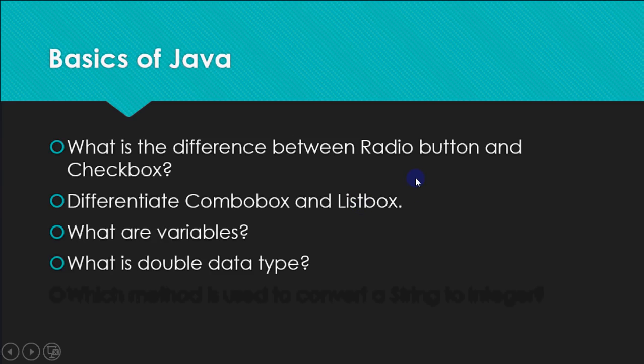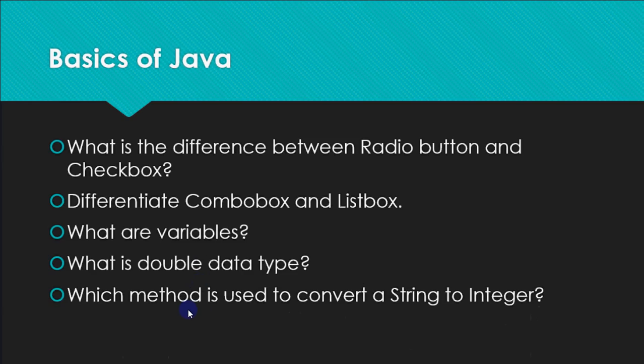Then comes, what is double data type. So data type means the type of value which we store in a variable, and double means something in points. When I write 7.5, 13.28, those are double type of values. Another question could be which method is used to convert a string to integer. So that is a very much used function, that's Integer.parseInt. When we write Integer.parseInt, in the brackets we give a string and it converts it into an integer value. So that is the answer for these questions.